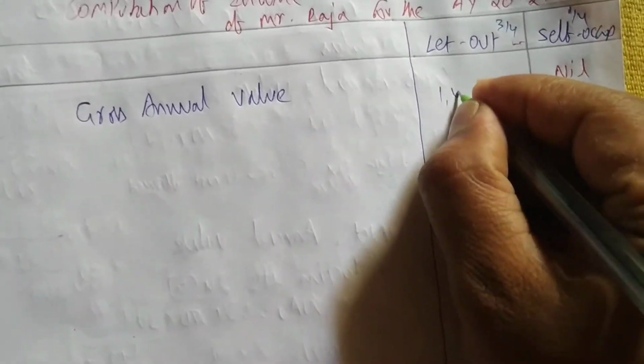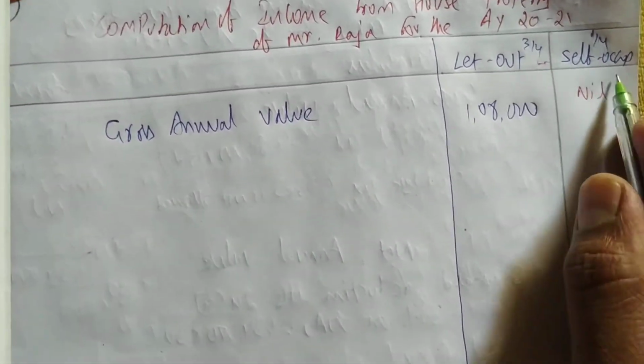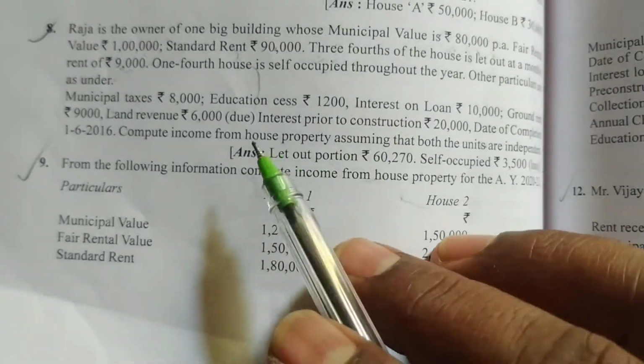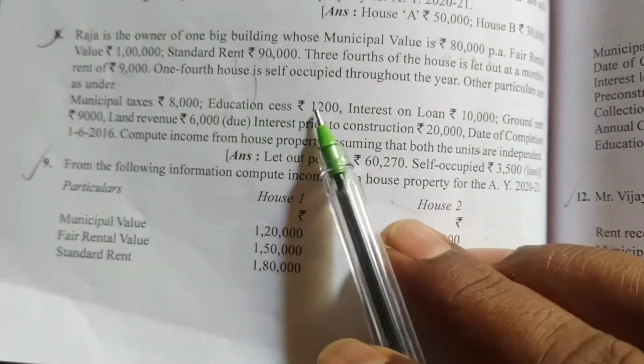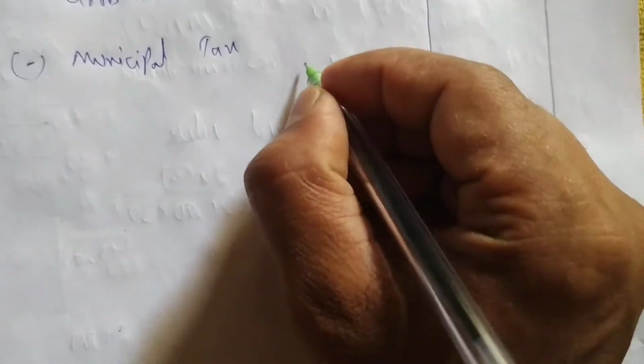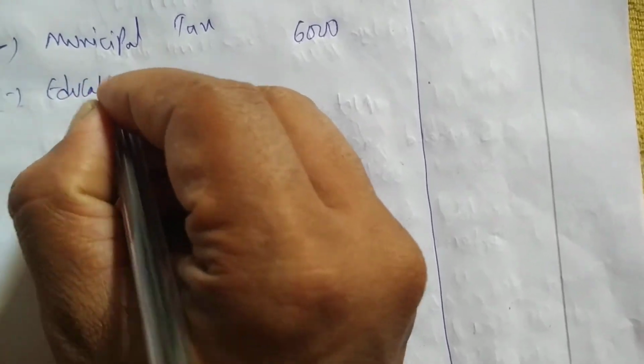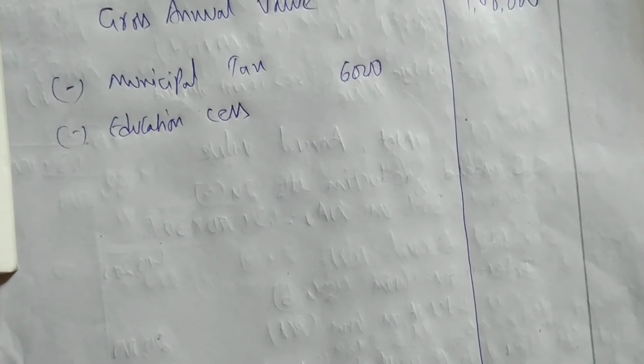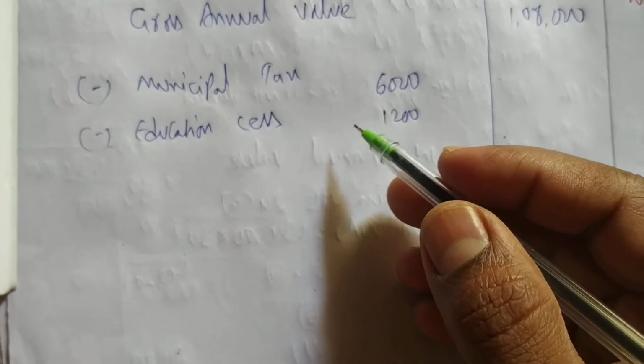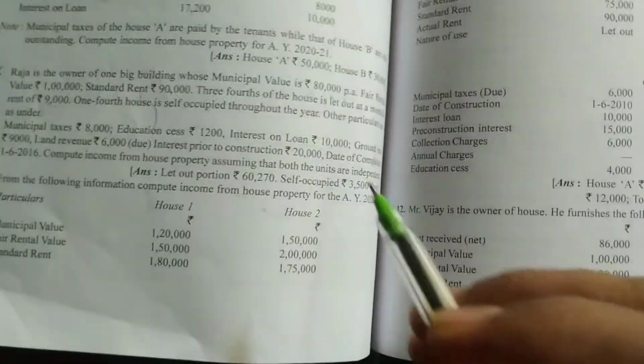For let out portion, GAV is 1,08,000, and we know for self-occupied there will be no GAV. Then we have to deduct municipal taxes. He has given two taxes. One is municipal tax, one is education cess. Municipal tax is 6,000. Education cess is 1,200. But these 2 are for the entire building.